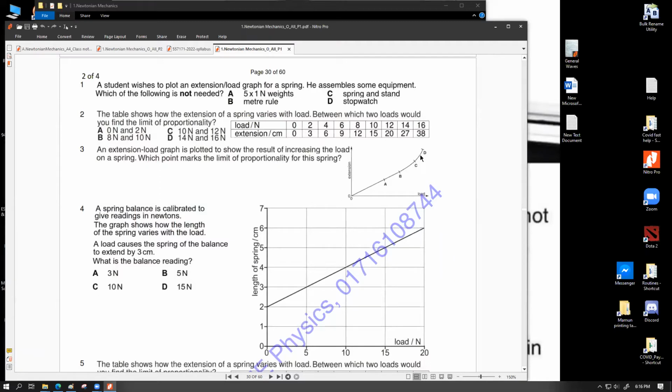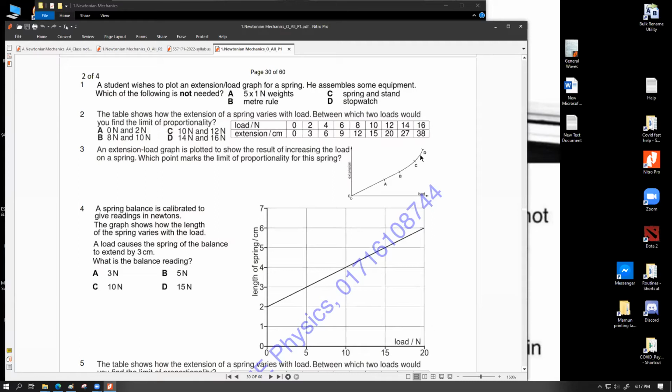Okay, so let's look at question number 2. The table shows how the extension of a spring varies with load. Between which two loads would you find the limit of proportionality? If you have a look at the table over here, we have the load list. You can see that we are increasing the load with 2 Newton increments. So we have 0, 0, and then we are increasing it. And the question is asking us between which 2 points we should have the limit of proportionality.